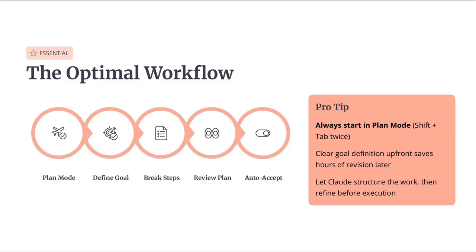The biggest mistake people make is jumping straight into execution. Claude Code shines when you slow down first. The optimal workflow always starts in plan mode. You clearly state your goal, then let Claude break that goal into structured steps. You review the plan, refine it, and only then allow execution. This mirrors how elite teams operate. Design first, execution second. Once you switch to auto-accept mode, Claude moves through the plan end to end without constant supervision. This approach reduces rework, prevents drift, and dramatically increases output quality.